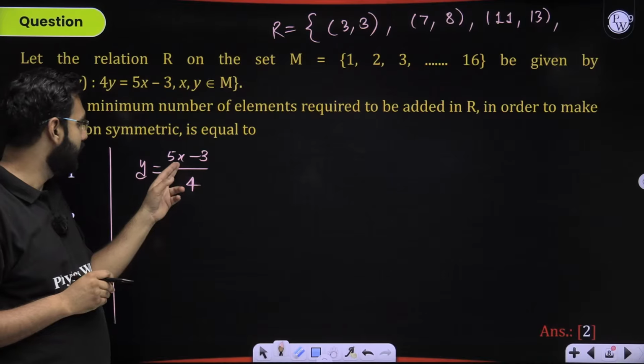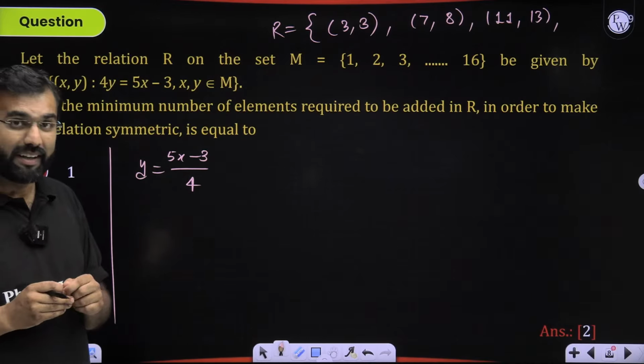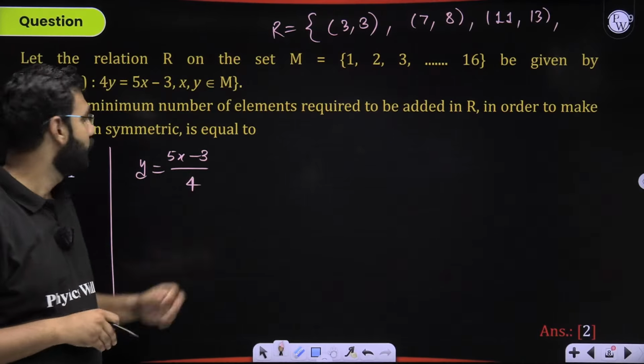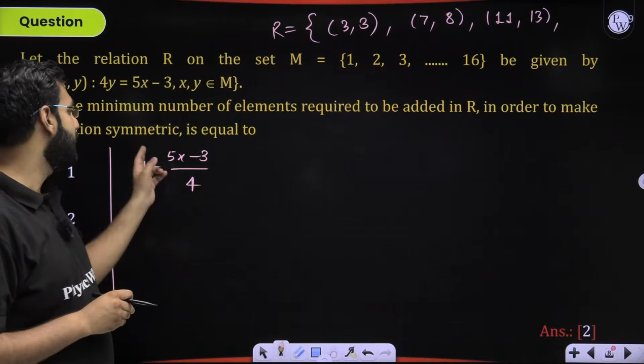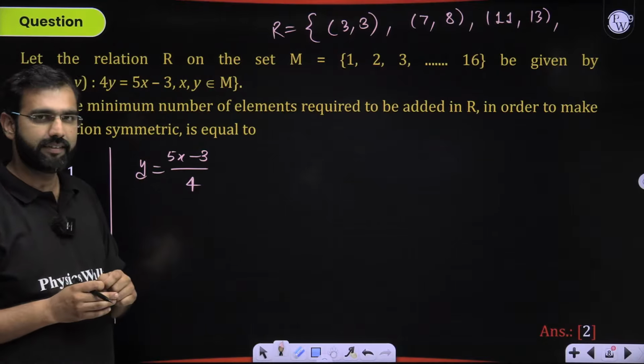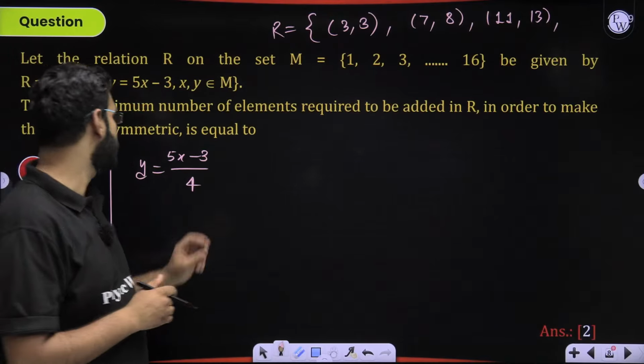I think what else? 14. 14 into 5, that should be what? 70. 70 minus 3 is not. 15 into 5, how much is that? 15 into 5 is 75. 75 minus 3 is 72. And I think 72 is divisible by 4. Yes, it is. So if 72 is divisible by 4, what did I try?